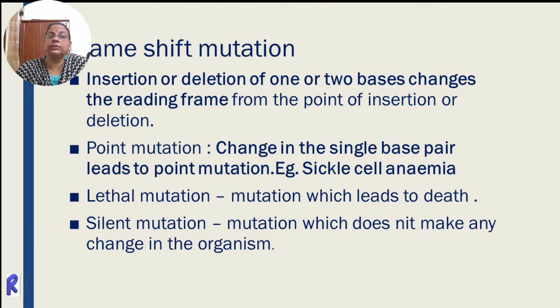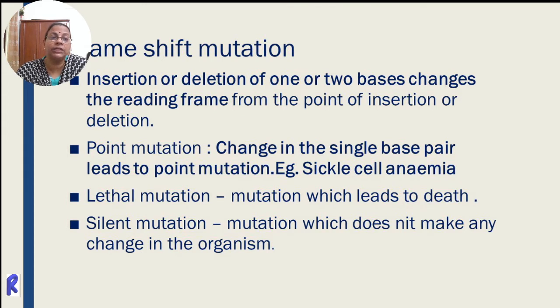We have already learned that from the example sickle cell anemia. Point mutation means it is a change in a single base pair. So here in mRNA, if a single base is changed, the 6th codon of the beta chain, GAG, guanine, adenine, and then guanine again, GAG, will change into GUG.